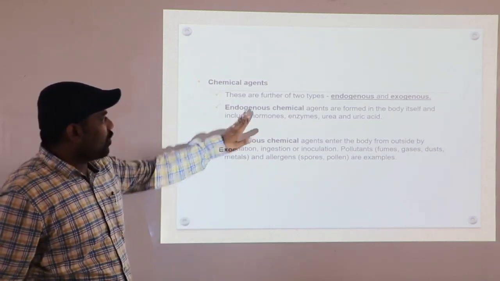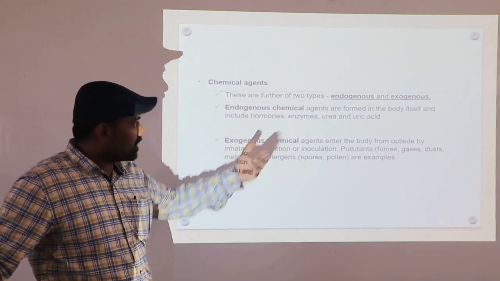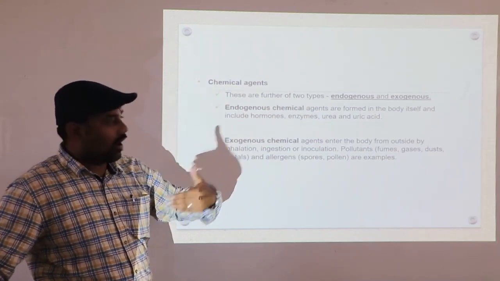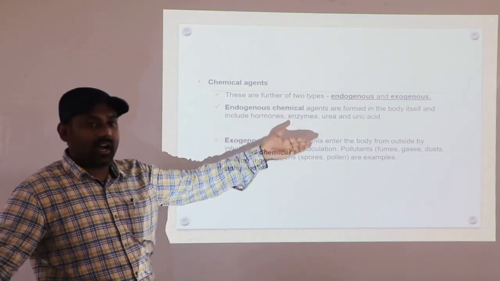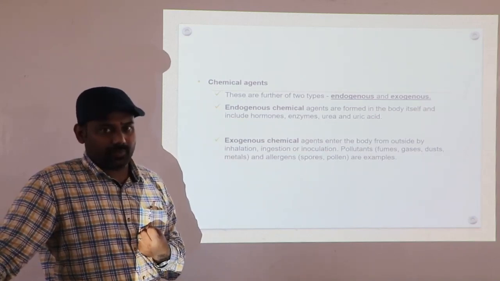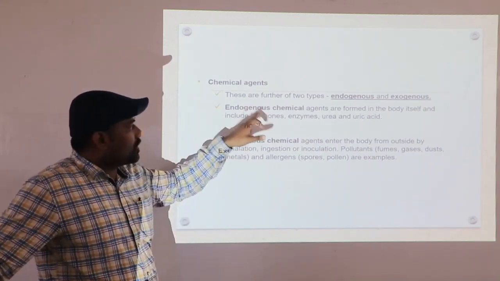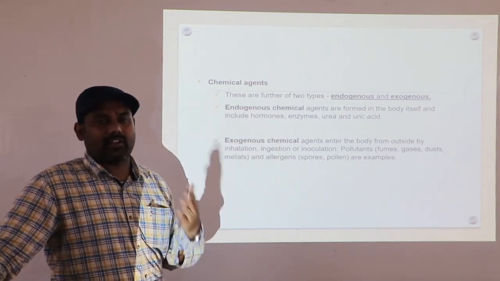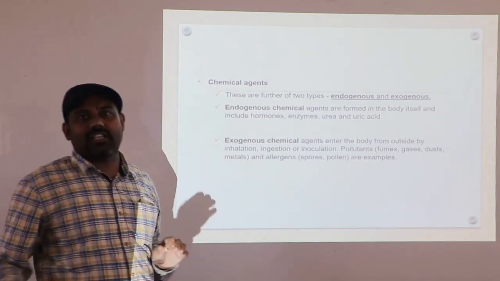So that is endogenous chemicals. The name itself indicates the meaning. Endogenous means those agents or chemicals which are formed inside the body or within the body itself. Clear? It includes hormones, enzymes, urea, uric acid. These all are going to cause disease to the human body. Clear? And the more important thing to understand is that these endogenous chemicals are produced within the body or inside the body, hence they are called endogenous chemicals. I hope you understand.